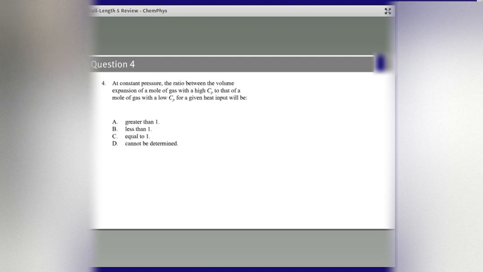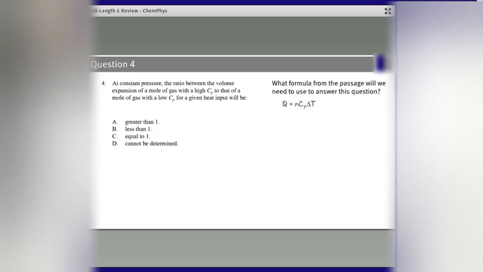I'm very skeptical of D to begin with, but I know that there's a formula from the passage that was Q equals nCP delta T. But it says at a constant pressure, the ratio between the volume expansion of a mole of gas with a high CP to that of a mole of gas with a low CP, I need to adjust accordingly. But what I do know is that there's got to be a relationship between C and T, and I've got to think back to, okay, PV equals nRT. If I increase pressure, then I have to theoretically be increasing temperature if everything else would stay constant.